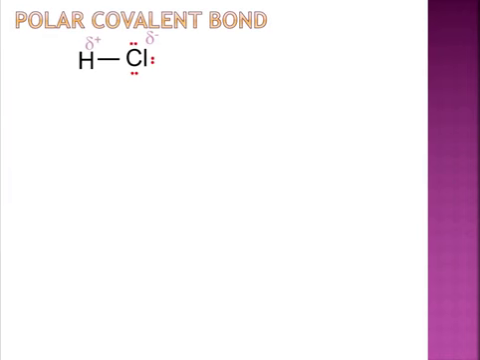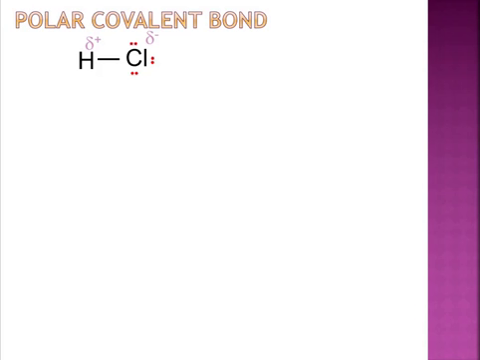Students, the polar covalent bond can be represented by two kinds of notations. The first is the use of delta sign. The delta denotes a partial charge. In this case, the partial positive charge on hydrogen and the partial negative charge on chlorine, because the electronegativity of chlorine is higher than hydrogen, so it attracts the shared pair of electron more towards itself.